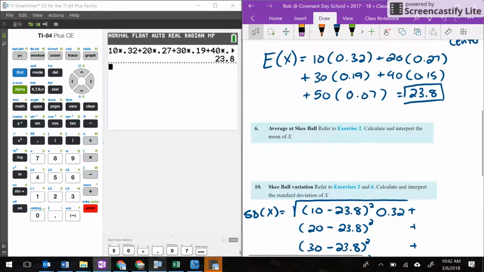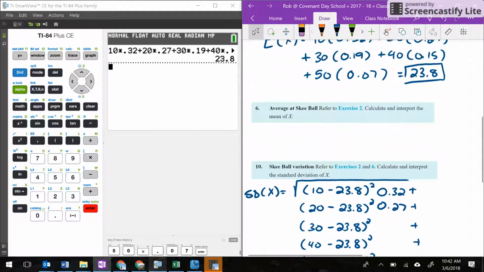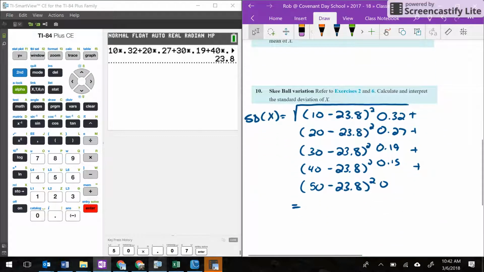So I just need the probability. So it's 0.27 for this one, 0.19 and 0.15 for the next two. And the last one is 0.07. And this, once I type it all in, will be the answer.